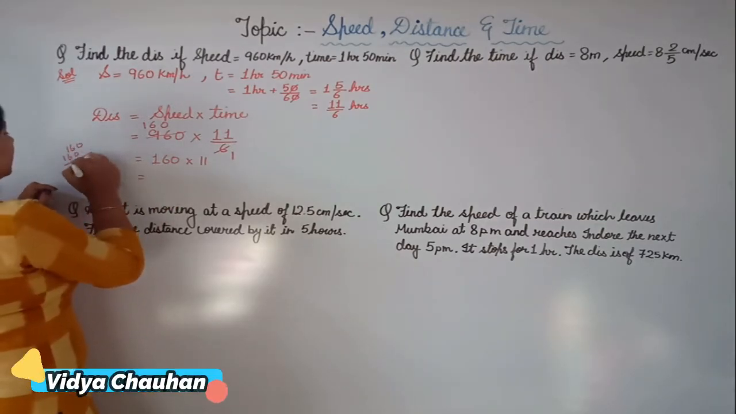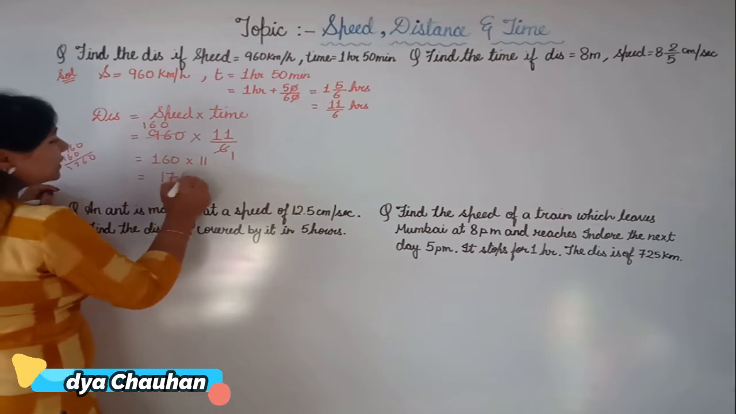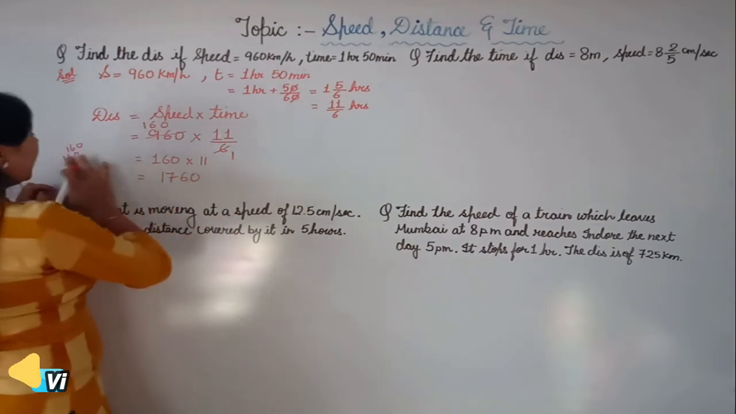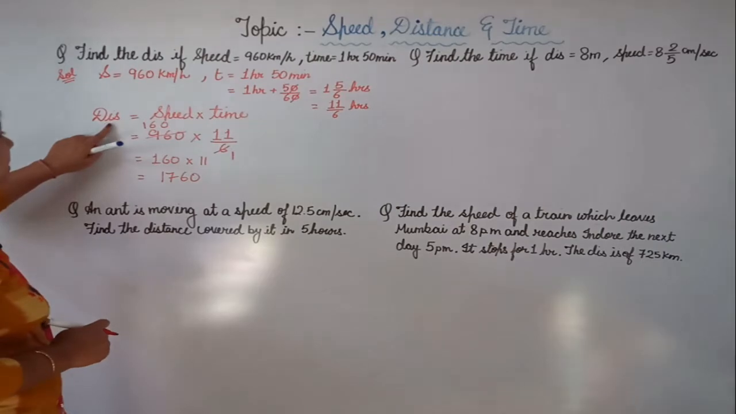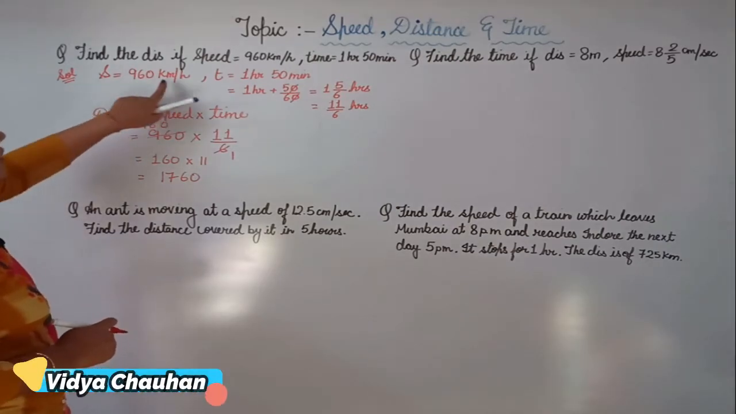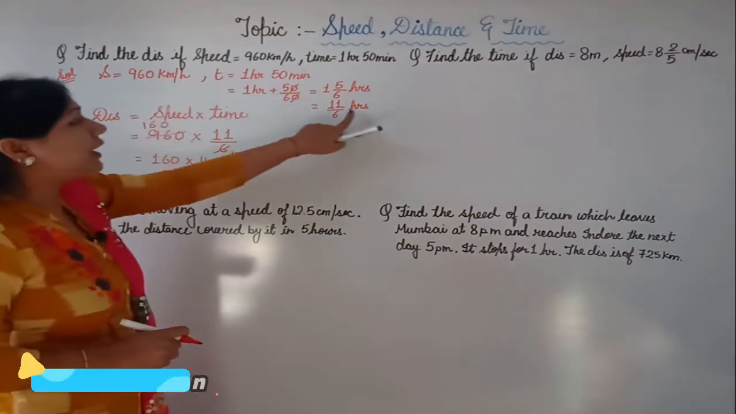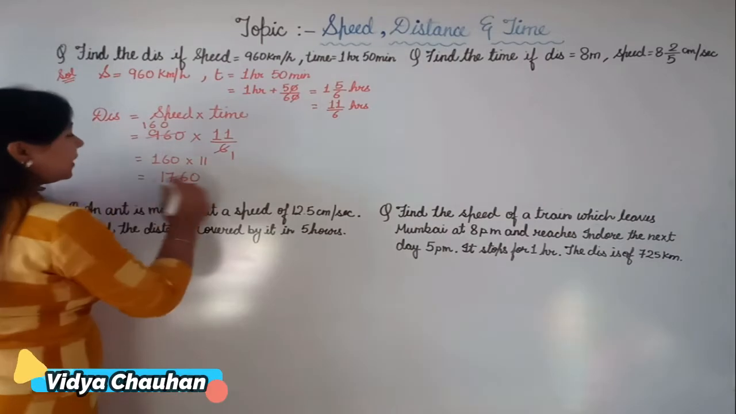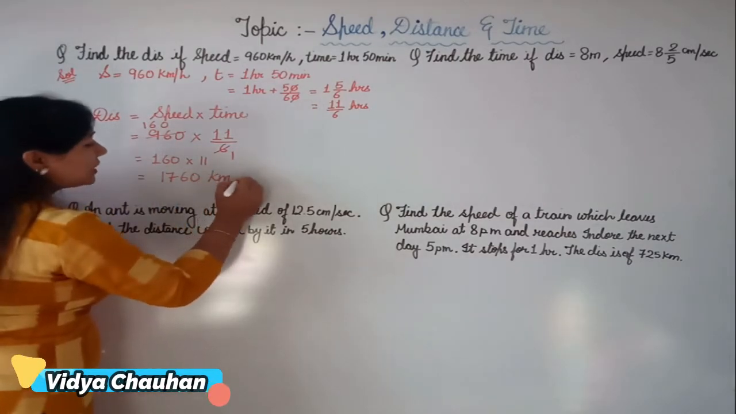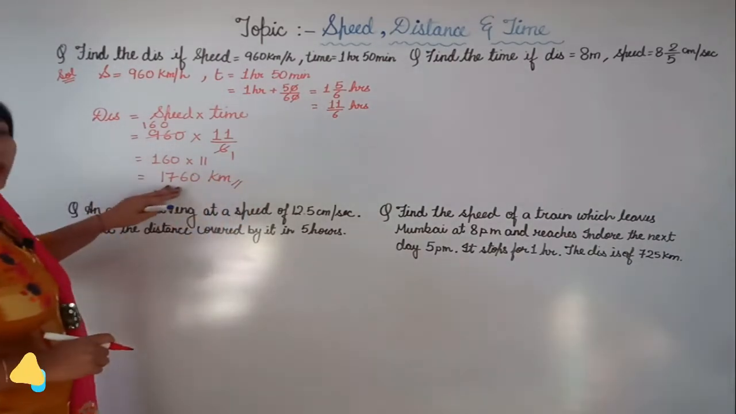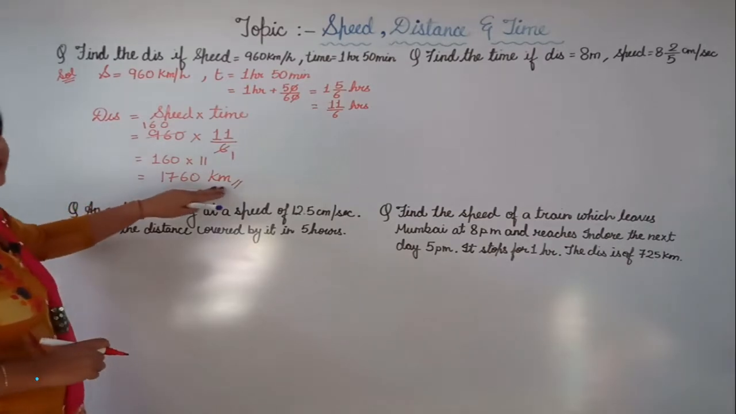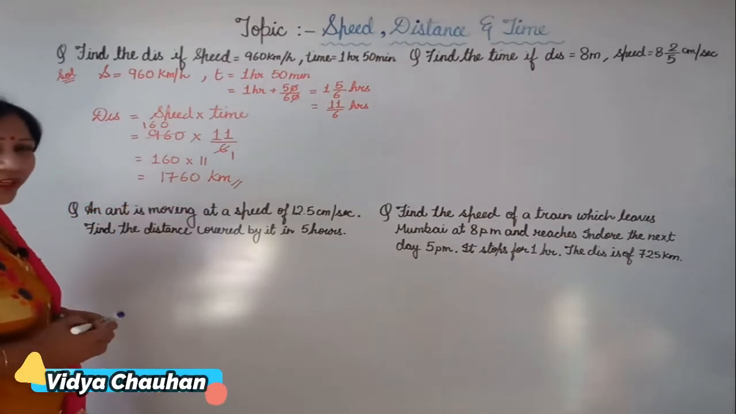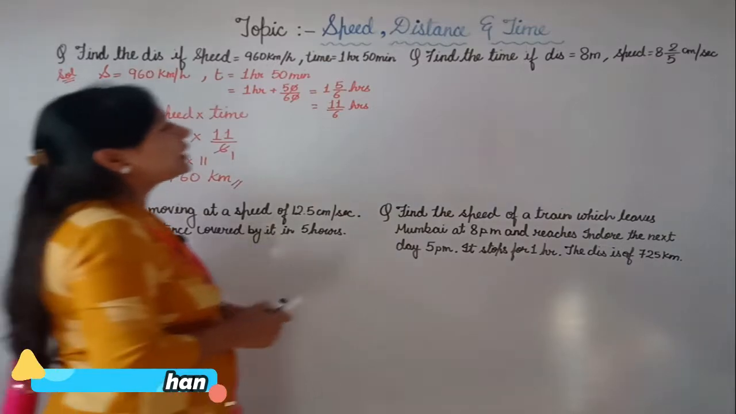Now multiplying, 160 and 11, that will be 1760. And what is the term? The term is distance. So what will be the unit when speed is in kilometer per hour and time is in hours? Yes, the unit for the distance will be kilometers. So our distance covered is 1760 kilometers. Clear, students?